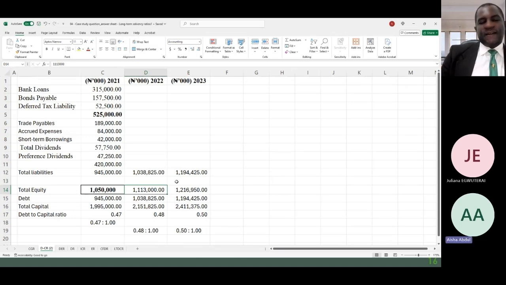So 47% shows that the obligation is high. No, it's low. It's lower. It's not even up to 50%. Yes, it's low. So it's reasonably okay. Yes, exactly. I think it's reasonably okay.